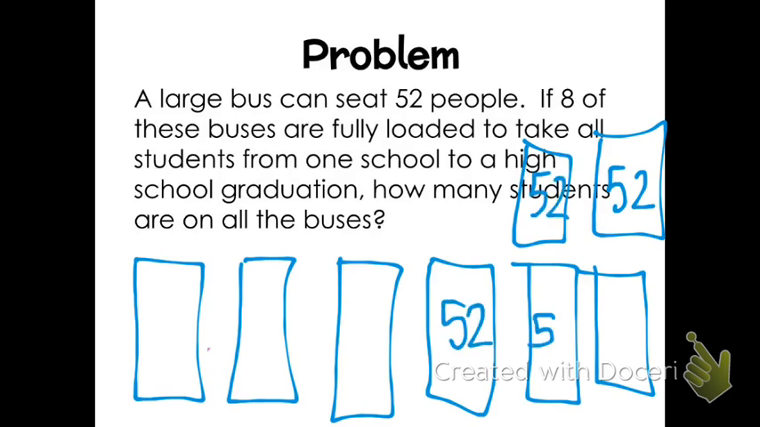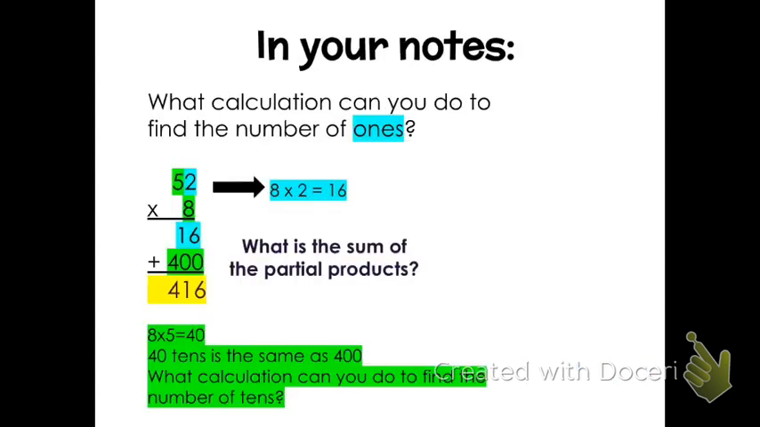One way that I could solve this would be to use repeated addition. I would add 52 together 8 times. But because we're in 4th grade, we know that we can do something different. So we are going to actually multiply those numbers. And in your notes, you should have this slide glued in. What calculation can you do to find the number of students?